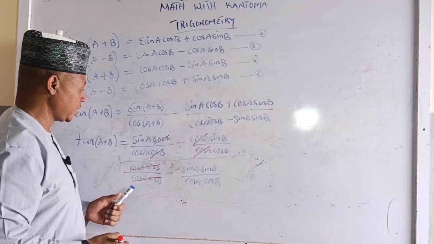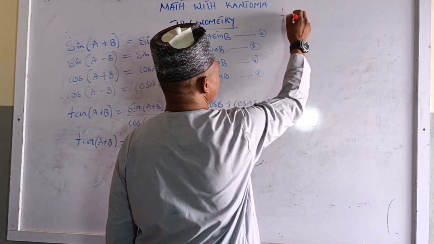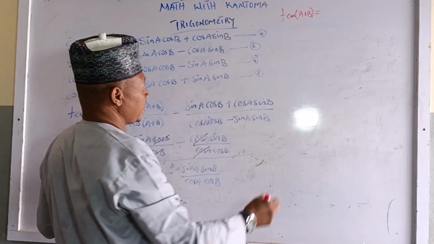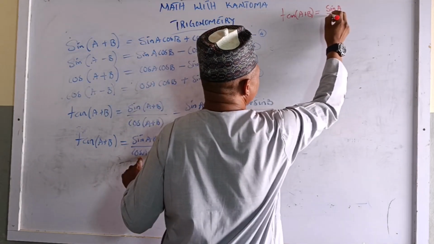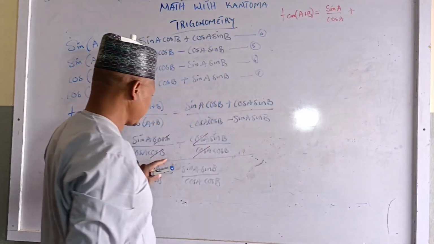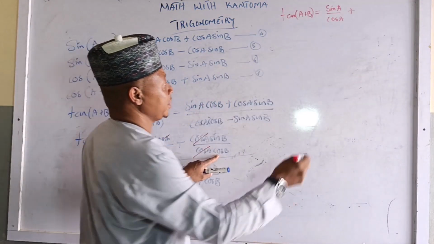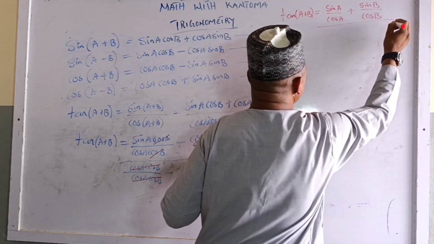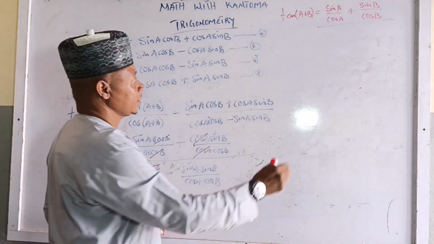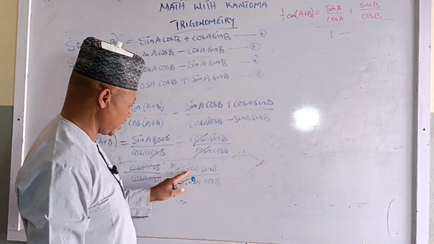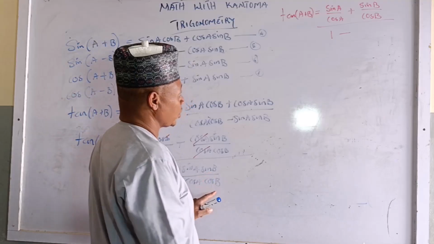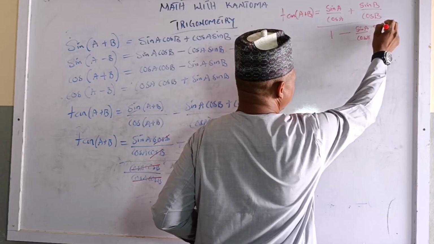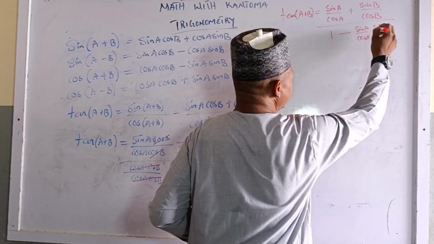So now what I'll be left with is tan A plus B. Tan A plus B is equal to, I'm left with sin A over cos A here, plus, what is left here is sin B over cos B. So I'm left with sin B all over cos B. Then divide this by, what is left here is 1 minus, what is left here is sin A sin B over cos A cos B. So I have sin A over cos A, sin B all over cos B.